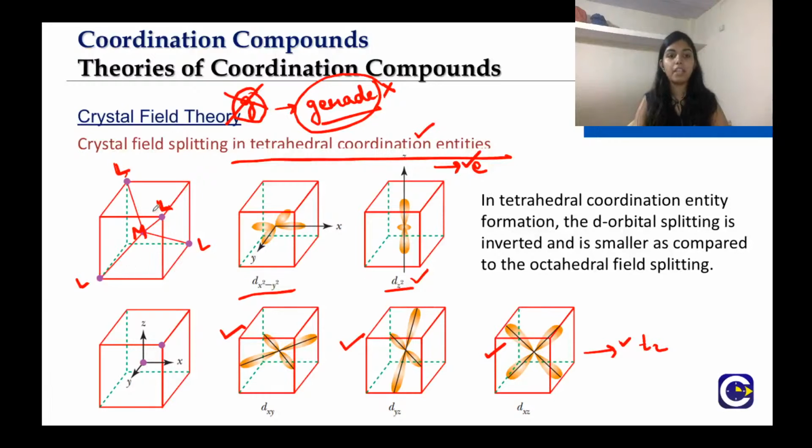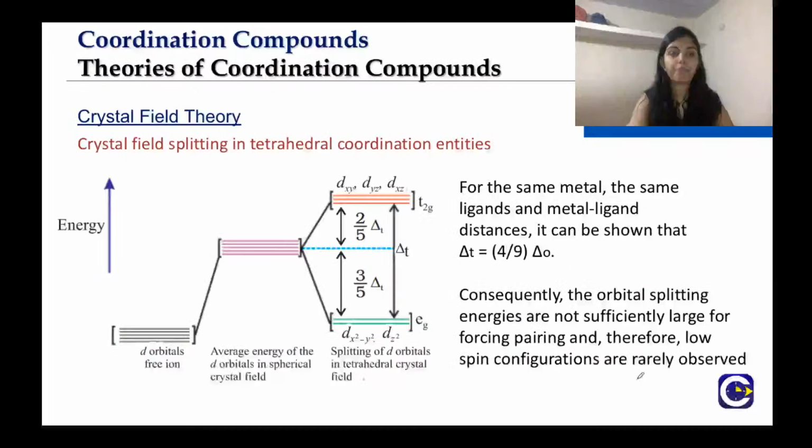You can see here that the ligand is interacting more with T2. So T2 will now be higher in energy than E, the reverse of the octahedral complexes. So this one is T2 and this one becomes E. T2 will be higher in energy, E will be lower in energy, and the crystal field splitting here will be denoted by delta T. T stands for tetrahedral. Now, this energy difference is 3 by 5 delta T. Again, it is reversed, and this energy difference will be 2 by 5 delta T.